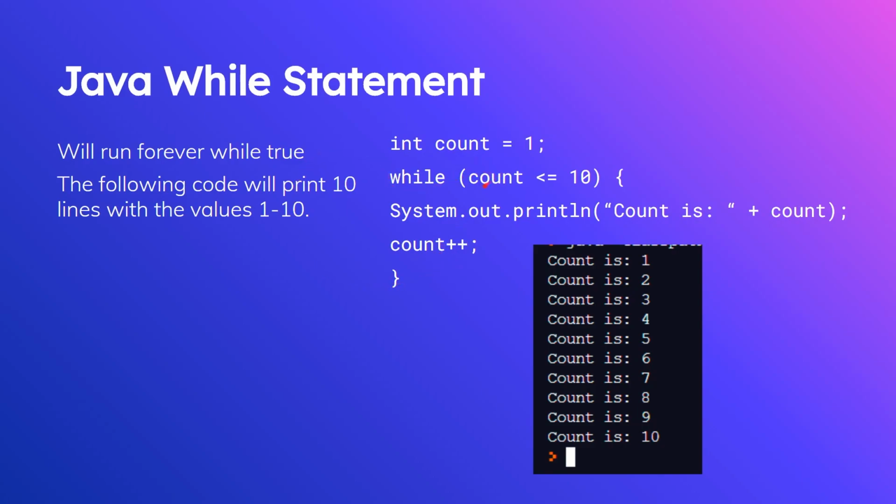We loop back around to the top. Is 2 less than or equal to 10? It is. We go ahead and keep looping this until we end up with, in this case, count being 11 when we're incrementing it, because 11 less than or equal to 10 is false. And so then we move on.